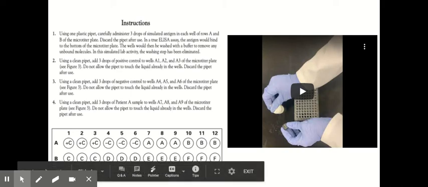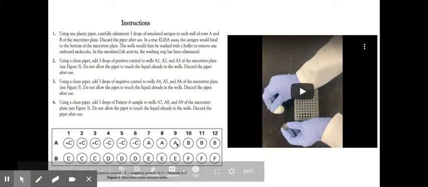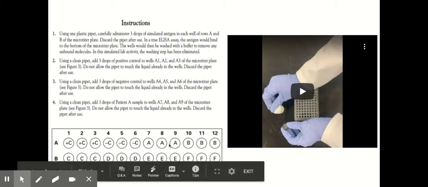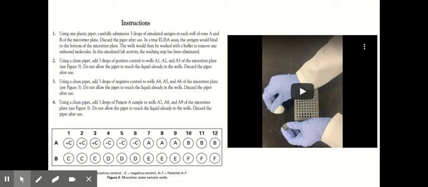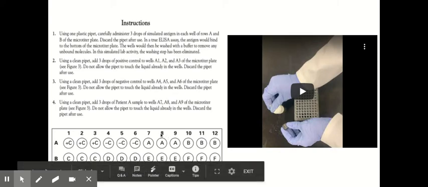And then finally, in the fourth step, using another clean pipette, add 3 drops of patient sample A into wells 7, 8, and 9. So that's patient A. And notice that you use 3 wells per patient and per positive and negative control, just to make sure that you have a good representation and you see the same results in all 3 wells for that patient, to make sure you have really accurate results. And then discard the pipette after you pipette patient A.